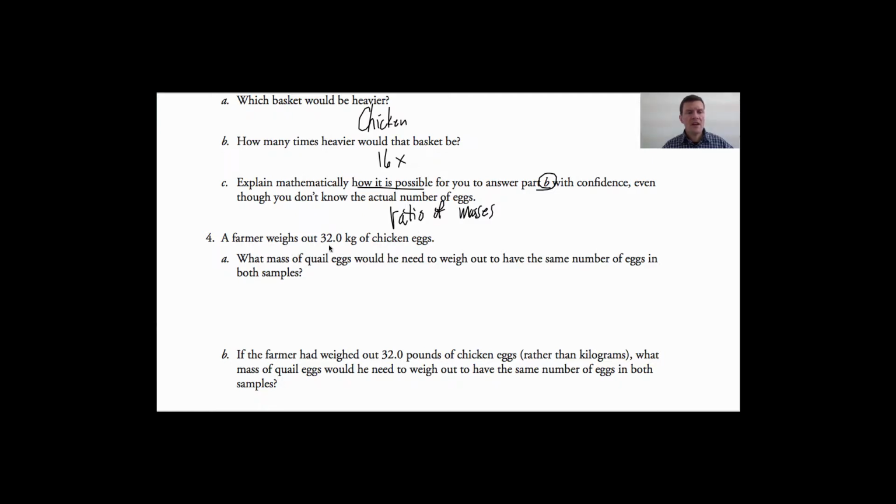A farmer weighs out 32 kilograms of chicken eggs. By the way, that is, for grams, there's 1,000 grams in a kilogram, so this is 32,000 grams. What mass of quail eggs would he need to weigh out to have the same number of eggs in both samples? So if you look here, it doesn't say how many chicken eggs you have. It just says the mass.